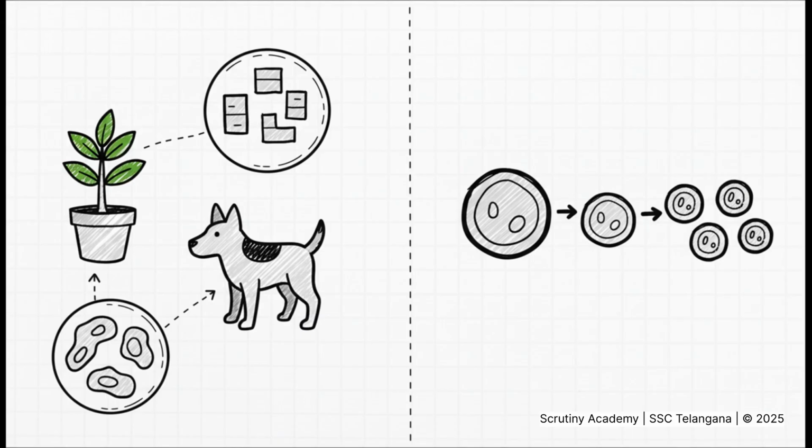And that brings us right to the cell theory as we know it today. It's really built on two simple but incredibly profound ideas. Number one, all living things are made of cells and their products. And number two, all cells come from pre-existing cells. That's it. Those two rules are the bedrock of all modern biology.